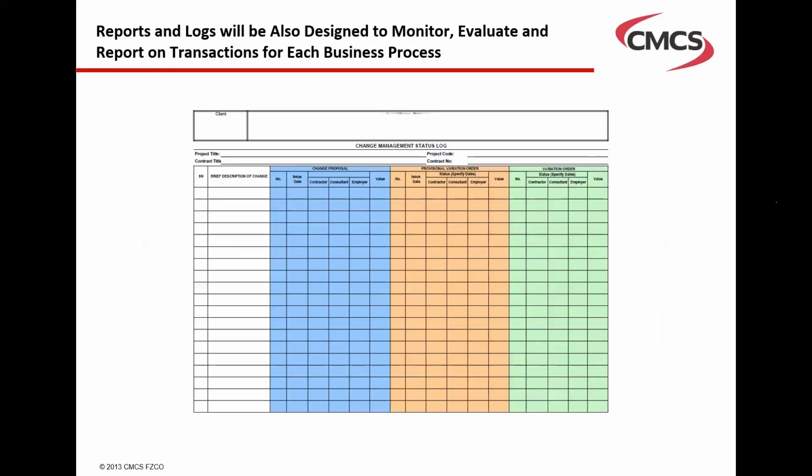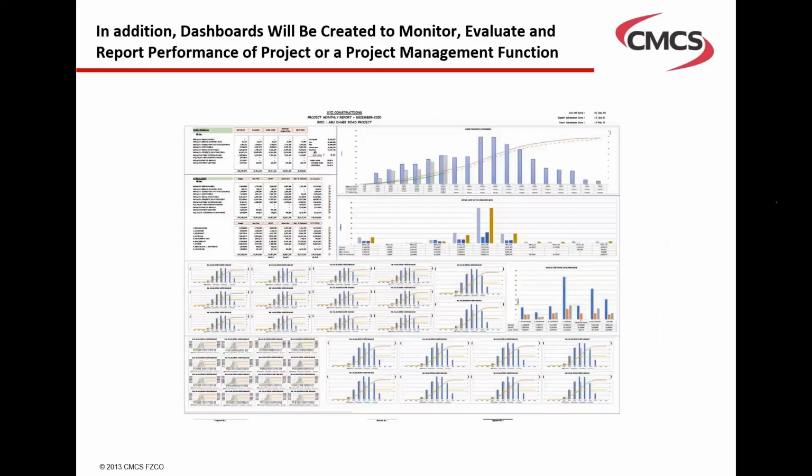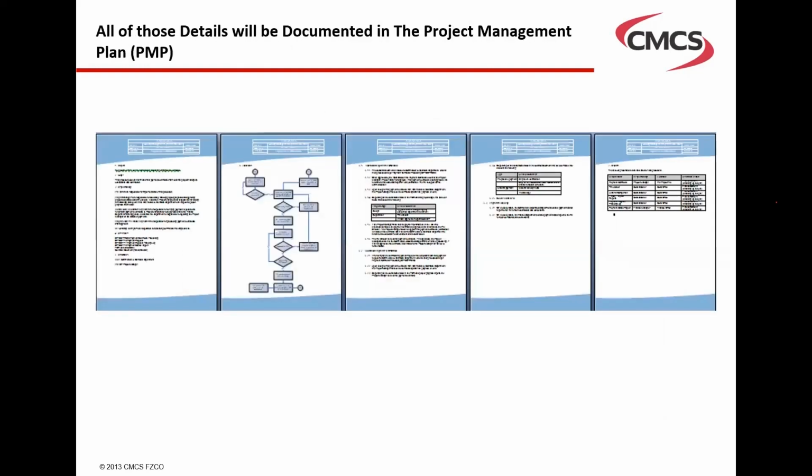For each one of those business processes, we then have what we call registers, tables or logs to keep track of all these transactions, which become the basis for generating dashboards that aggregate all this information. So what I've shown you up to this point is what we would usually have in a project management plan, where we document all this data: all these templates, workflows, responsibilities, reports, dashboards, and we share it with the project team to be implemented.